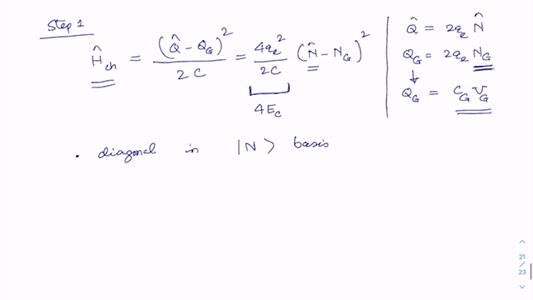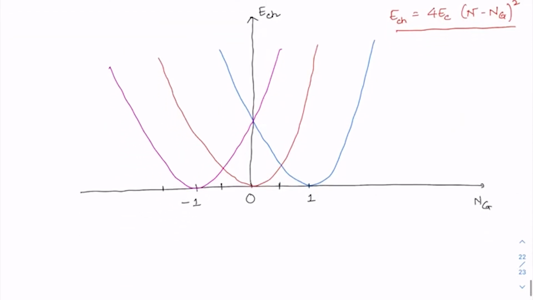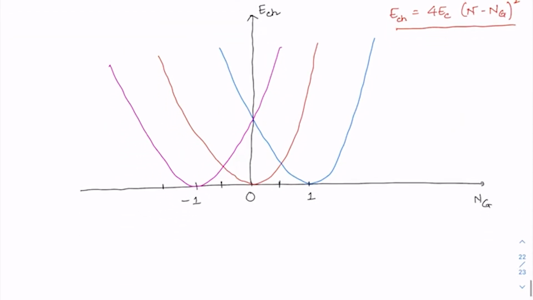Now what we are going to do is plot this charging energy, 4Ec (n minus nz) squared, as a function of this controllable parameter capital NG, and we will keep this Cooper pair number as a fixed quantity. This is fixed, but this NG is a controllable or tuning parameter. If we do that, we are going to get a plot like this.